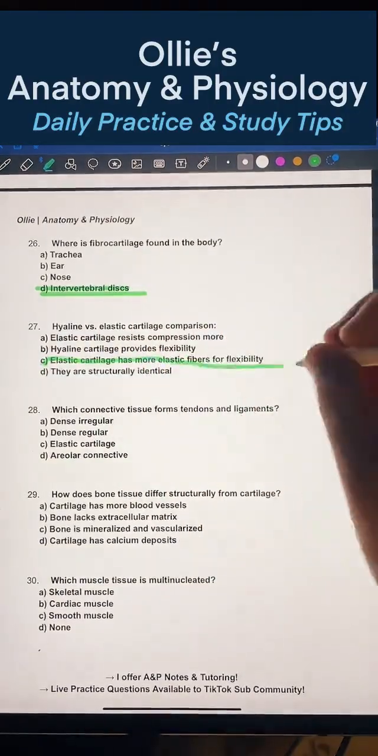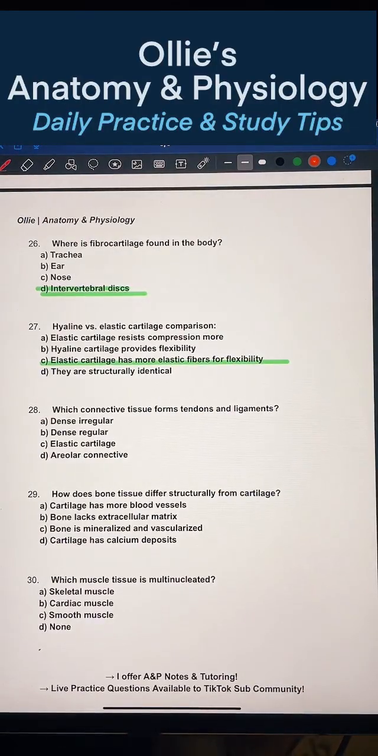The answer here is going to be C. Elastic cartilage has more elastic fibers for flexibility.